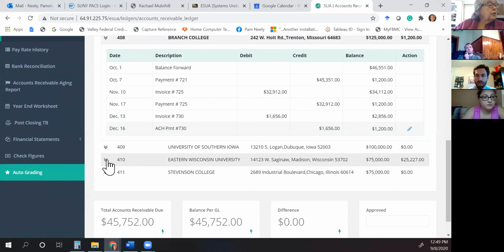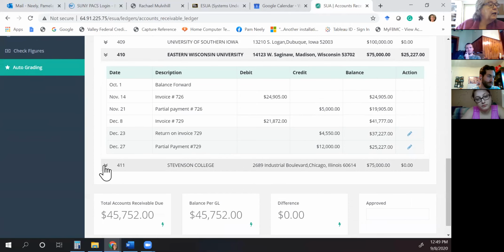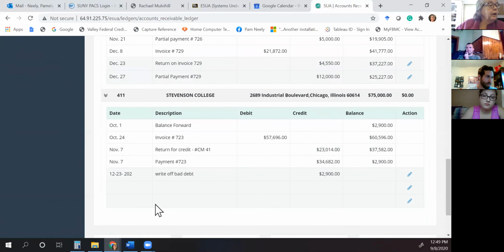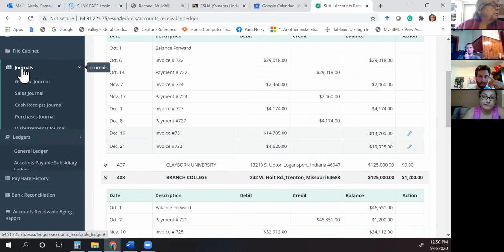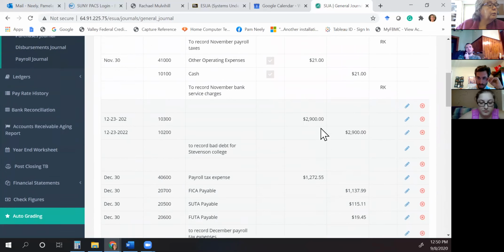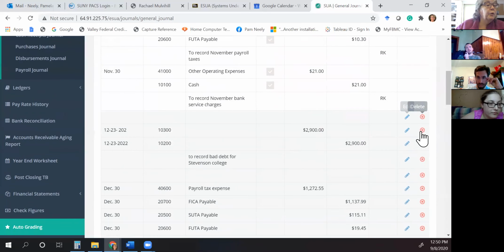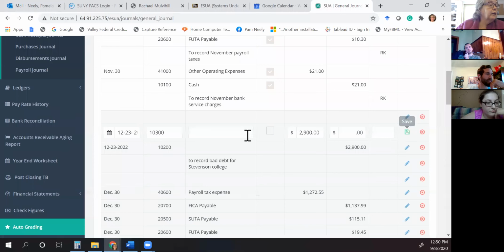And then Eastern Wisconsin, we had a partial payment from Eastern Wisconsin of $12,000, so that reduced their accounts receivable. And then Stevenson College, we had the write-off of the bad debt, so that should now be 0. And speaking of that, I'm going to pull up the general journal. And so right here, I don't know why I didn't put the accounts in here. No, I don't want to delete it. No, I want to edit it.